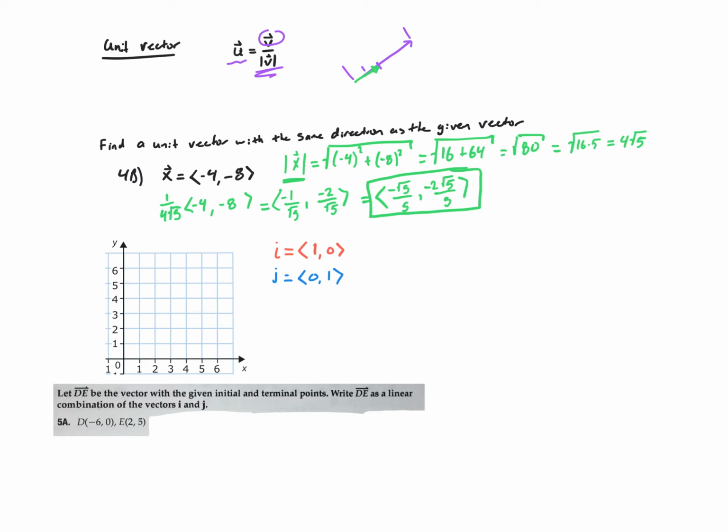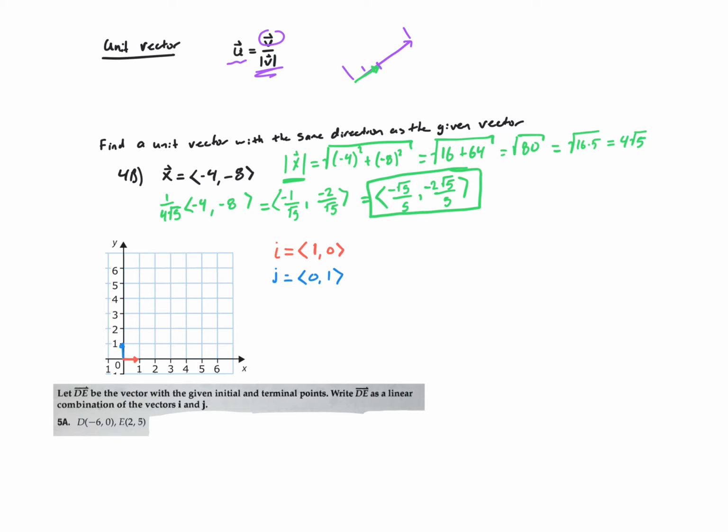Now, the next thing we're going to talk about is some really important unit vectors. These unit vectors, we name them i and j. That's unit vector i. Notice it moves 1 in the horizontal direction, and none up and down, so it looks like this. And j moves none in the horizontal direction, but 1 in the vertical direction. So those are our unit vectors that just move horizontally or vertically.